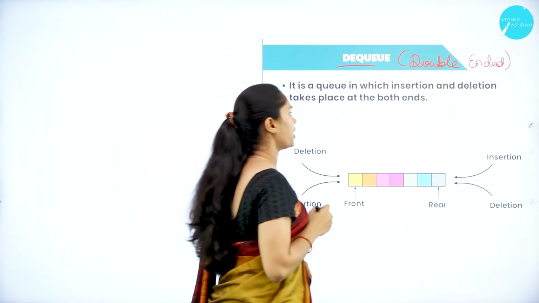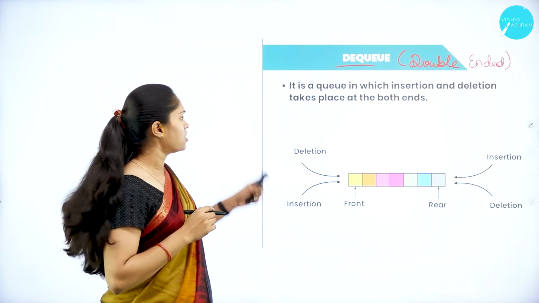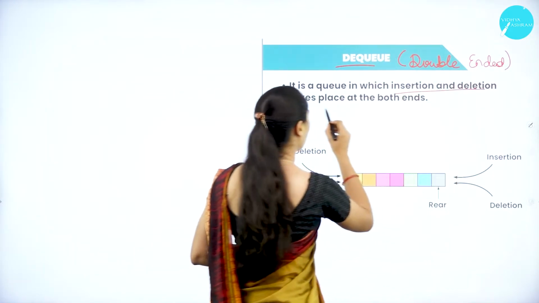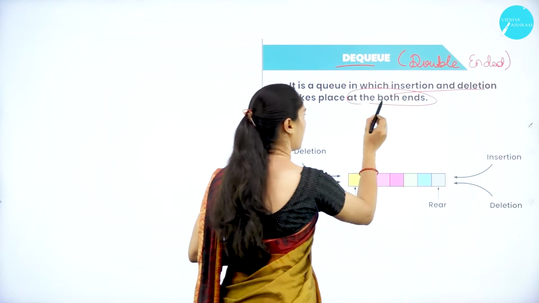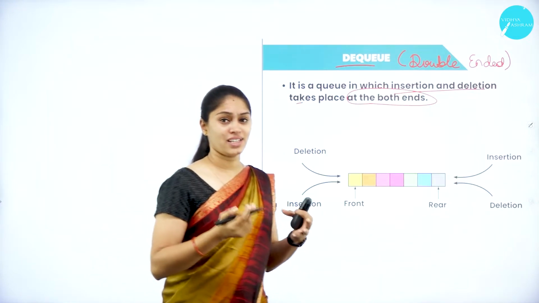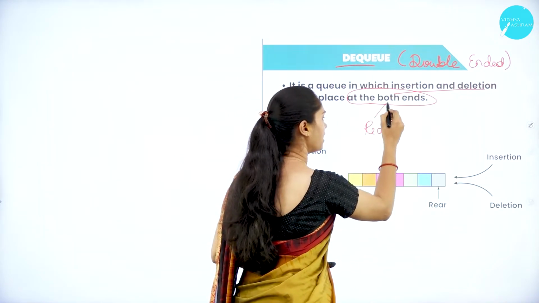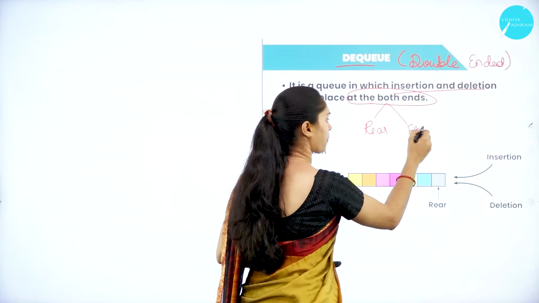So that is also known as what? DQ. It is a queue in which insertion and deletion take place at both ends. Which are the both ends here? Both ends represent the rear end and the front end.